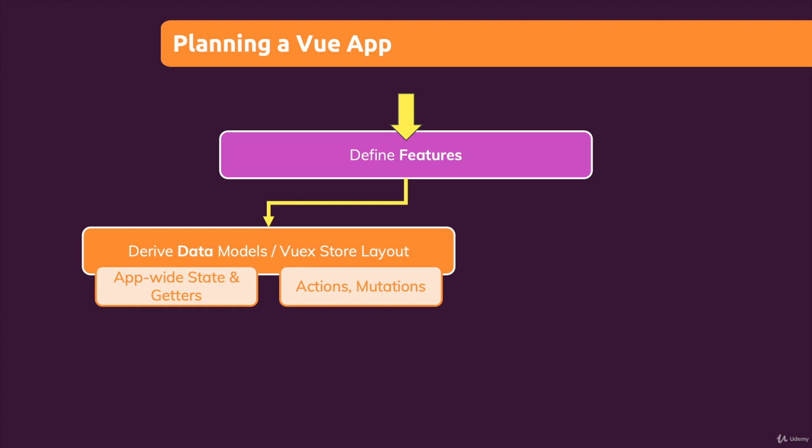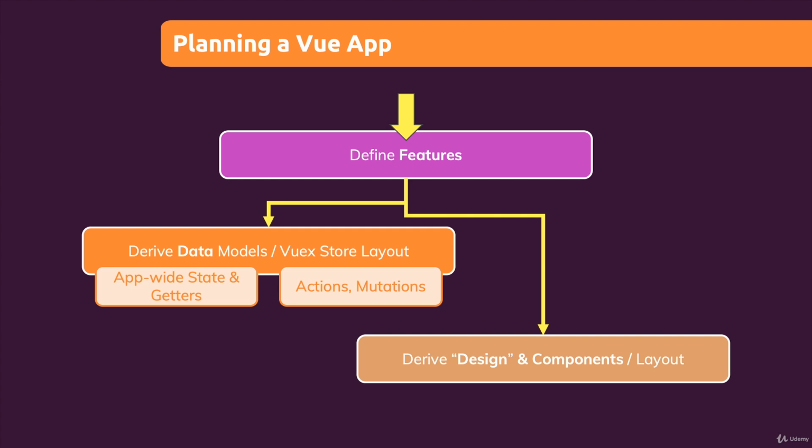Now, the other important part, which is not necessarily the second step, you can also start with that other part, is that you derive the design, the layout of this application, and you plan which components you need and how these components are related. This also includes the part where you plan your routes, which you want to set up with Vue Router. So which different pages do you want to have?